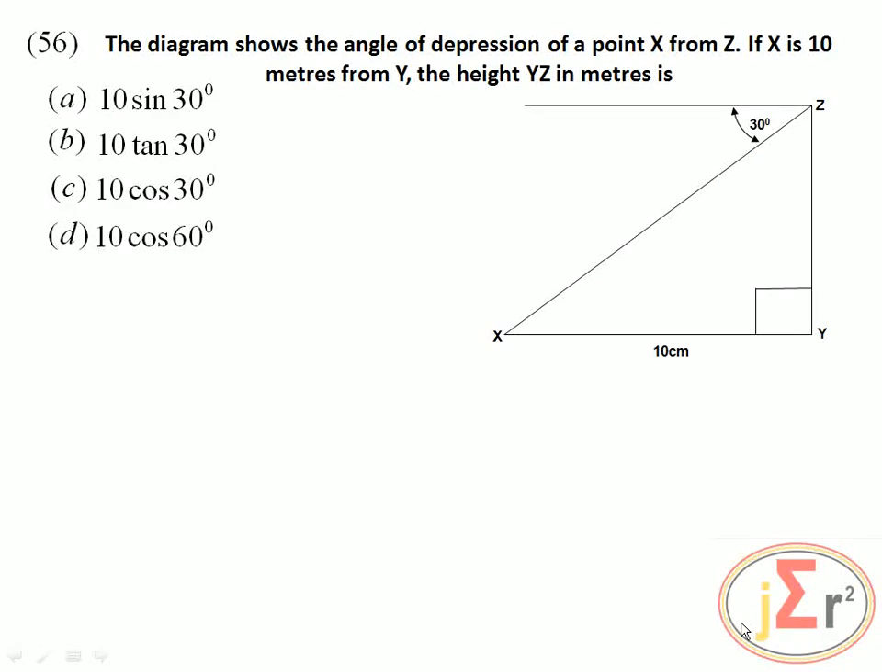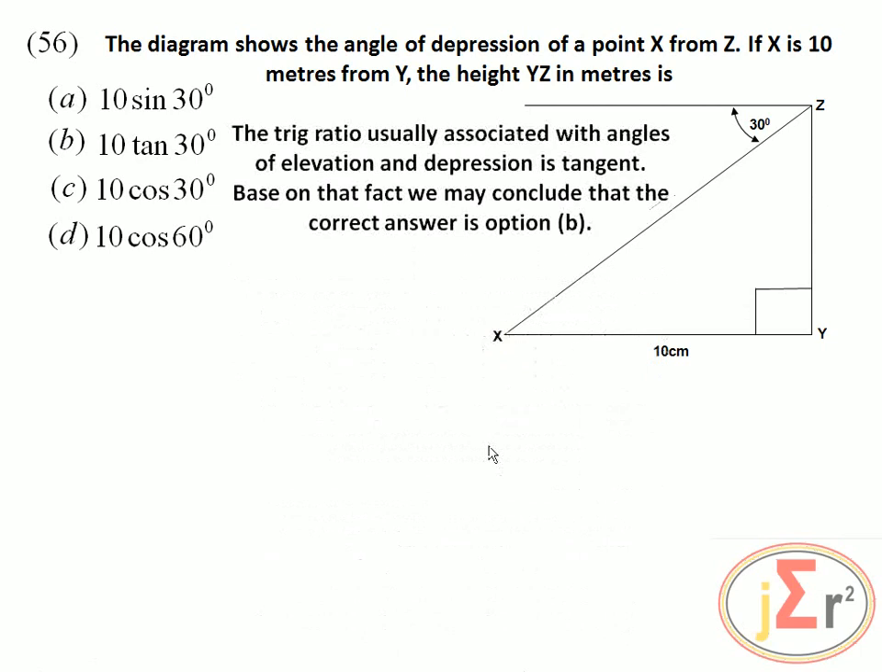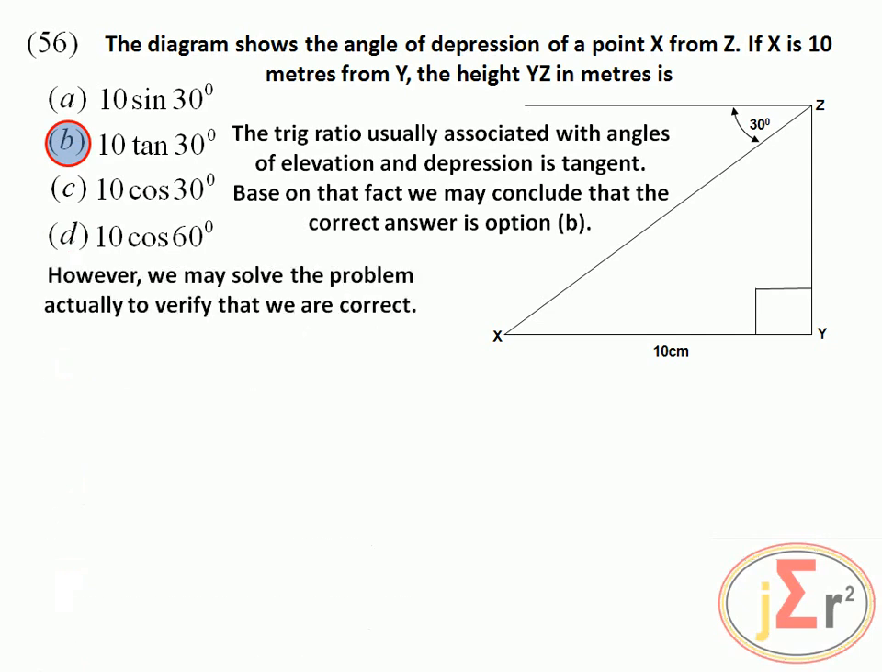The diagram shows the angle of depression of a point x from z. If x is 10 meters from y, the height yz in meters, that's this one, is what? The trig ratio usually associated with angles of elevation and depression is tangent. Based on that fact, we may conclude that the correct answer is option B. That's the one. It does not take more than a second to determine that answer.